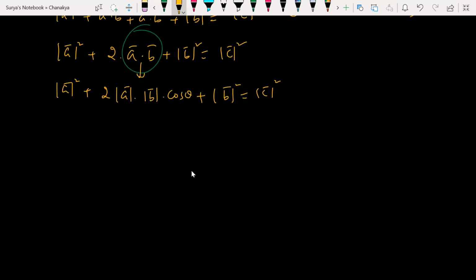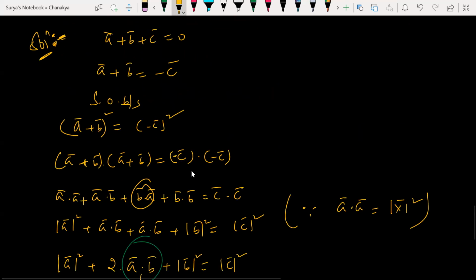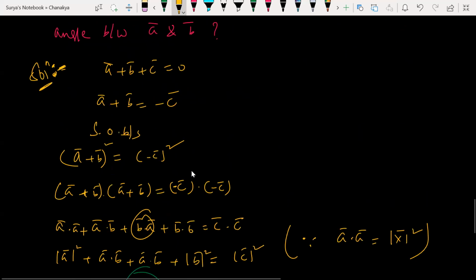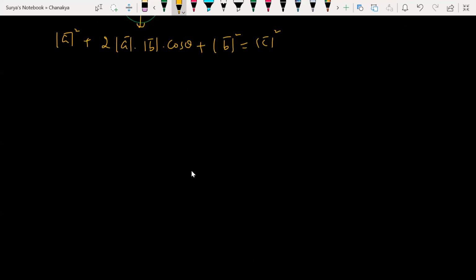Look. Next, what is given here? Magnitude of A, how much is given? 3. Magnitude of B, 5. And C, 7. So 3 squared is 9. 3 squared plus 2 times 3 into 5 into cos theta plus 5 squared, 25, is equal to C squared, 7 squared, 49.